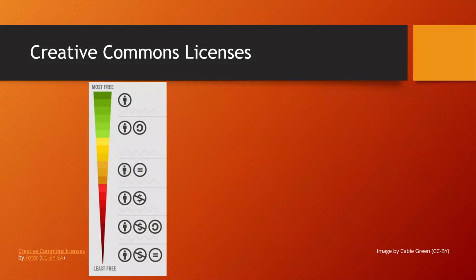I like this graphic in terms of trying to classify the licenses from what is the most free, the least restrictive, to the least free, or the most restrictive. So just CC BY, this is about as open as you can get while still retaining copyright. And then CC BY NC-ND is the most restrictive.